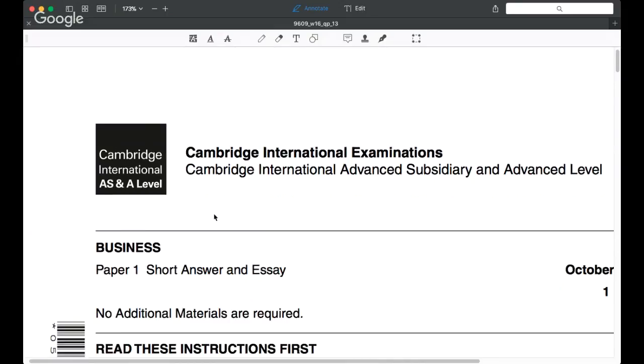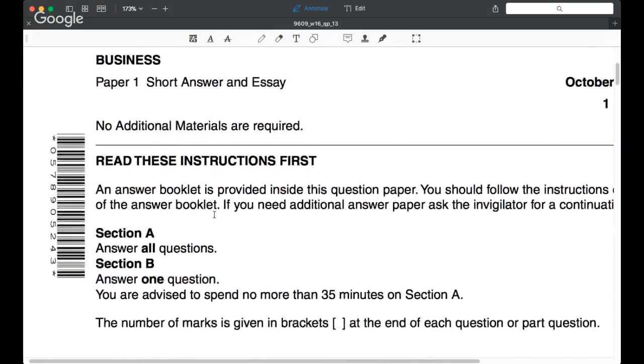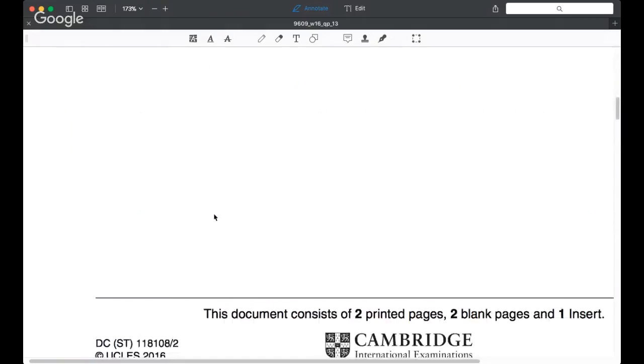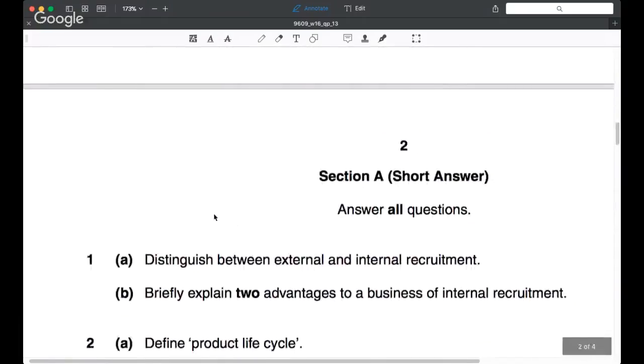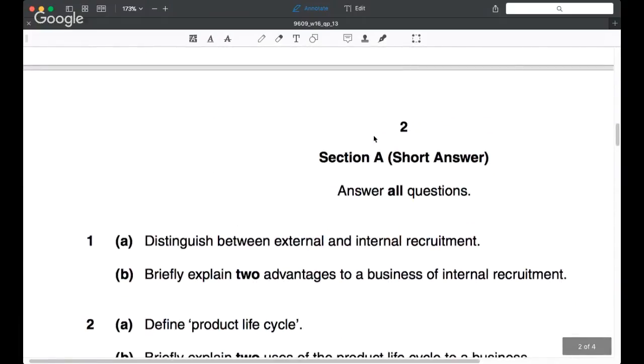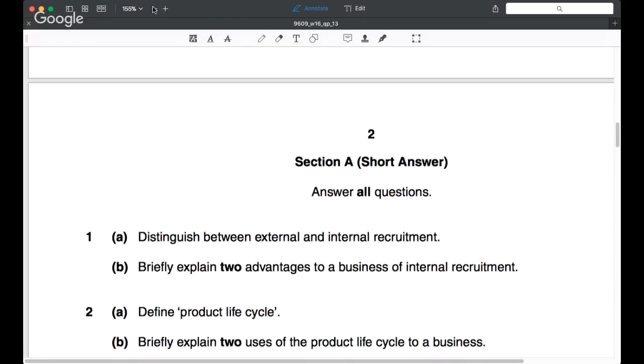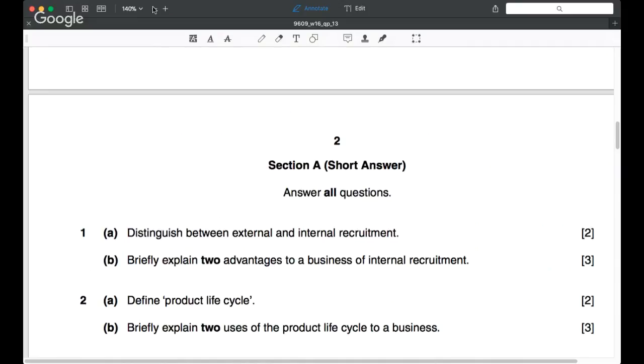So the questions are: distinguish between. There is no case study, it's only questions. So we are going through the questions. Okay, so the first question is distinguish between external and internal recruitment.